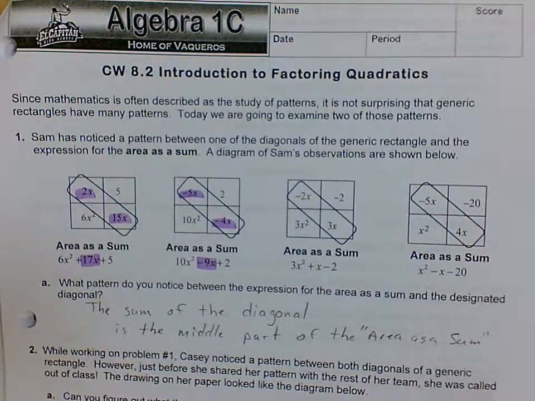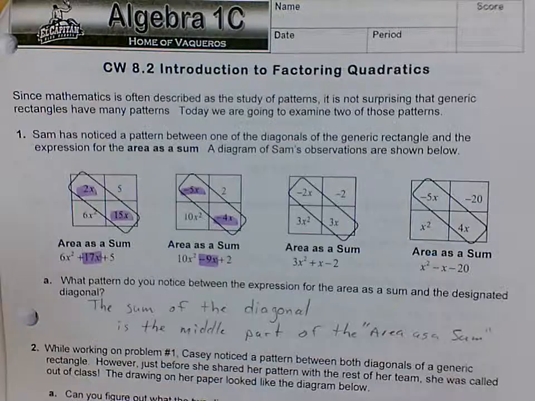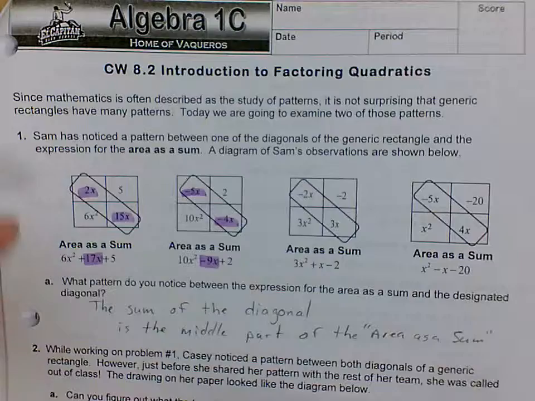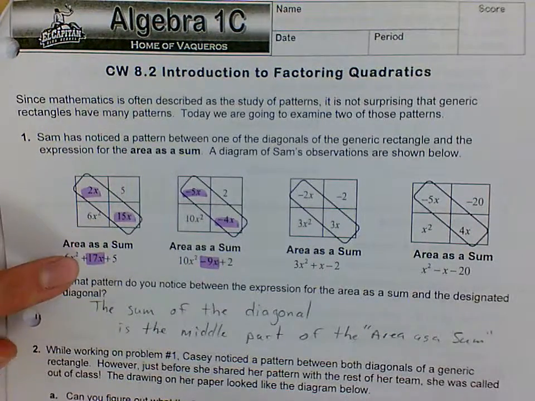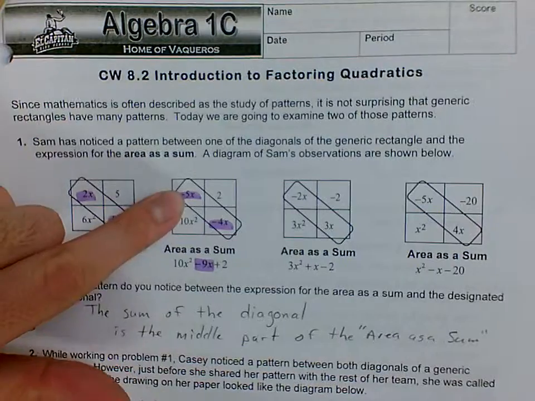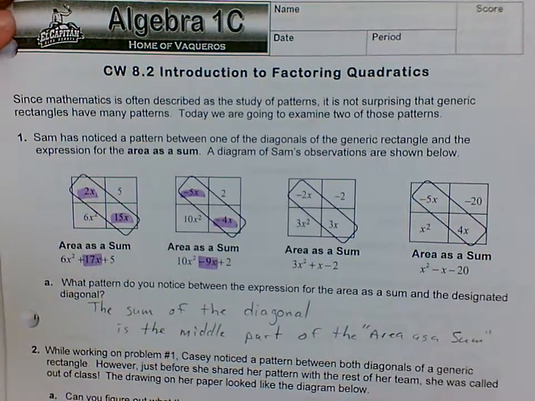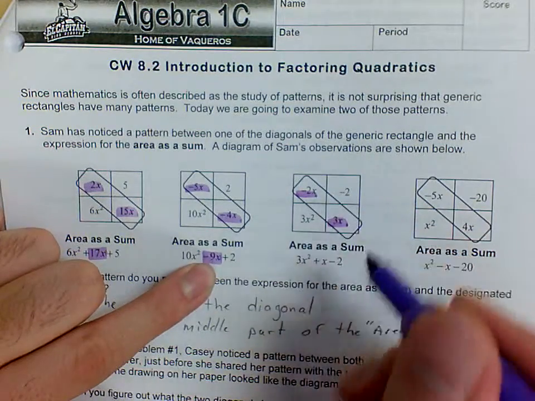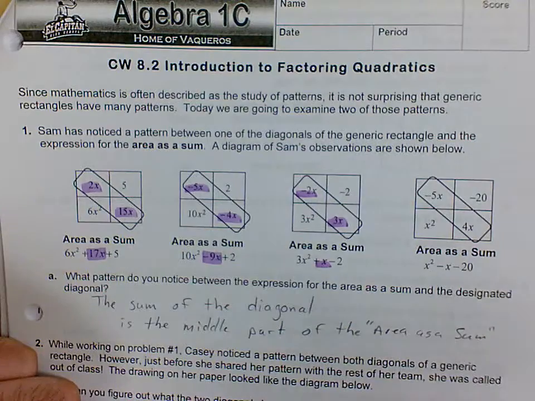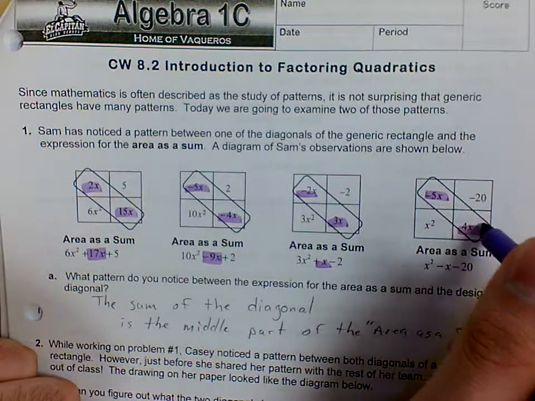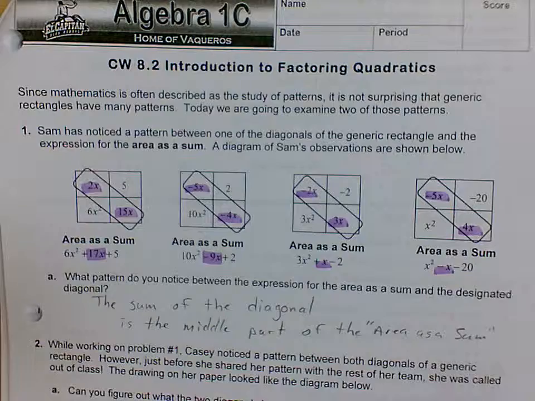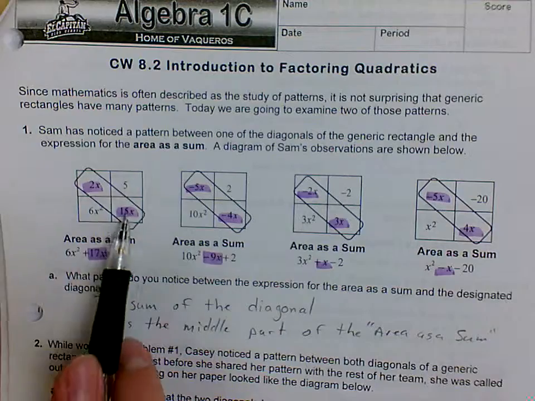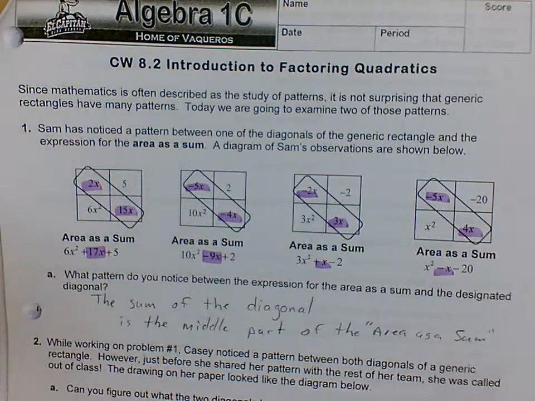All right, so I wrote down here the sum of the diagonal is the middle part of the area as a sum. If we remember, sum means addition. So 2x plus 15x is going to equal 17x. A negative 5x and a negative 4x equals a negative 9x. A negative 2x and a positive 3x equals a positive 1x. And a negative 5x and positive 4x is going to give us a negative x. So once again, the sum of these two numbers is going to equal that middle number right there.